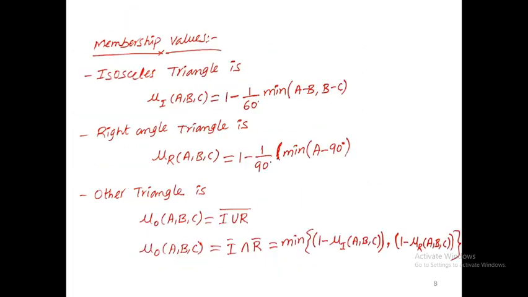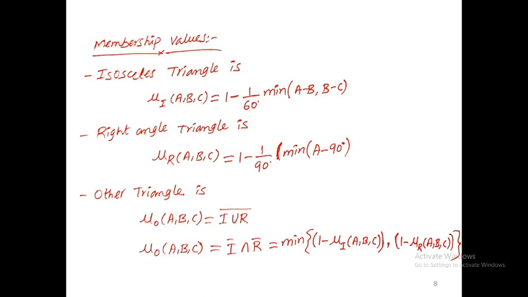Now the membership value for isosceles triangles, mu I of A, B, C, should follow 1 minus 1 by 60 degrees of the minimum of A minus B, B minus C. Minimum means the intersection of A minus B and B minus C. Then it will form the isosceles triangle. I am not explaining the mathematics in detail, but let us assume 1 by 60 of the minimum of A minus B, B minus C, where minimum means we go for the intersection of A minus B and B minus C.